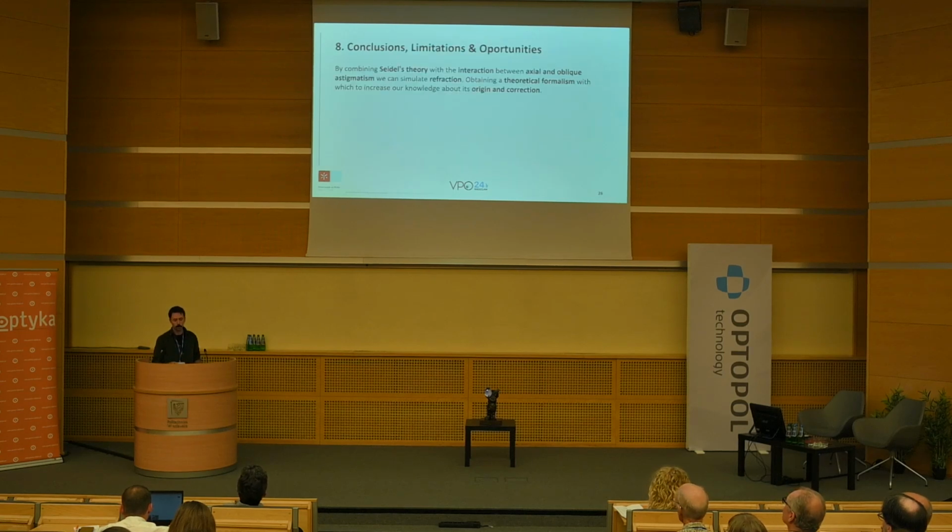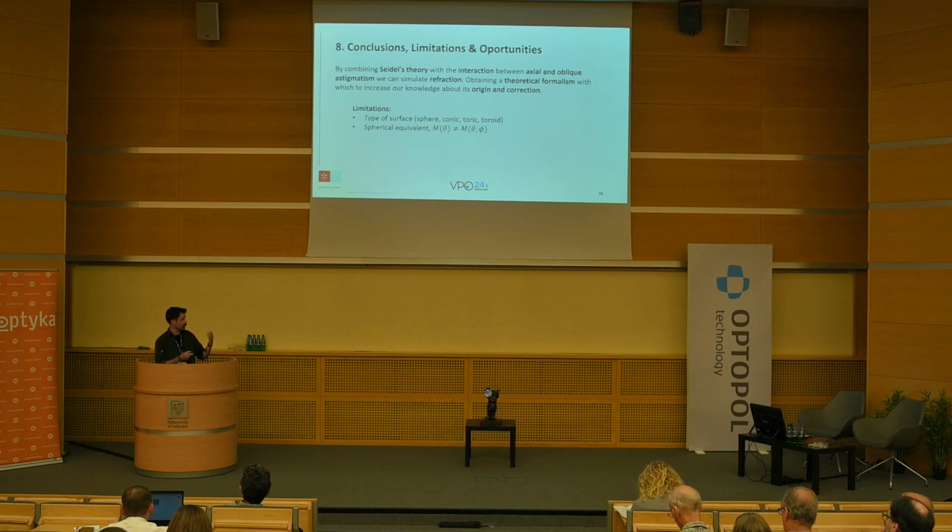So, as conclusions, we have seen that by combining the Seidel theory with the interaction between the axial and oblique astigmatism, we can simulate refraction, then obtaining the theoretical formalism to increase our knowledge about the origin of it and its correction. But for sure, there are limitations that we have seen. First of all, the kind of surface that we can simulate: spheres, conics, toric, toroids. But when it comes to simulating biconics with different conic constants independent of each other, it does not give the same result. Of course, the spherical equivalent is rotationally symmetrical in our case, and it is not in reality. There is this contribution because of the astigmatism.